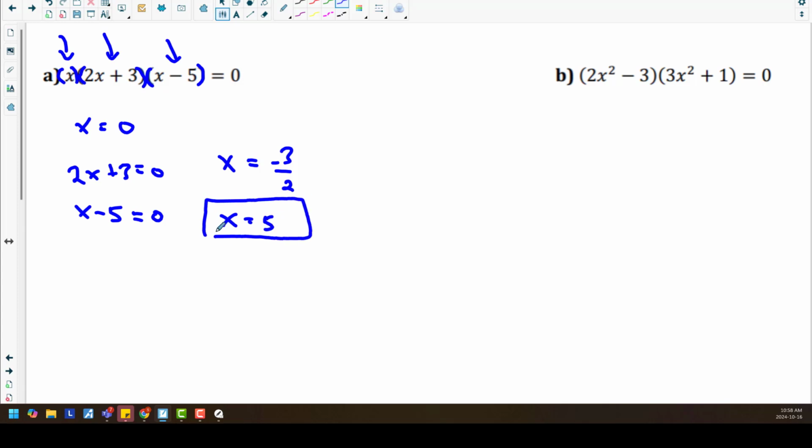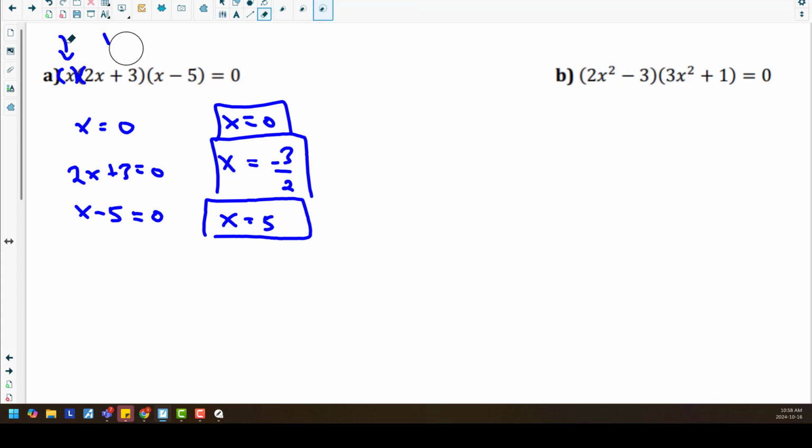So my 3 zeros in this example, or my solutions, are x equals 0, x equals negative 3 over 2, and x equals 5. Pretty straightforward. Nothing too complicated, nothing too difficult.